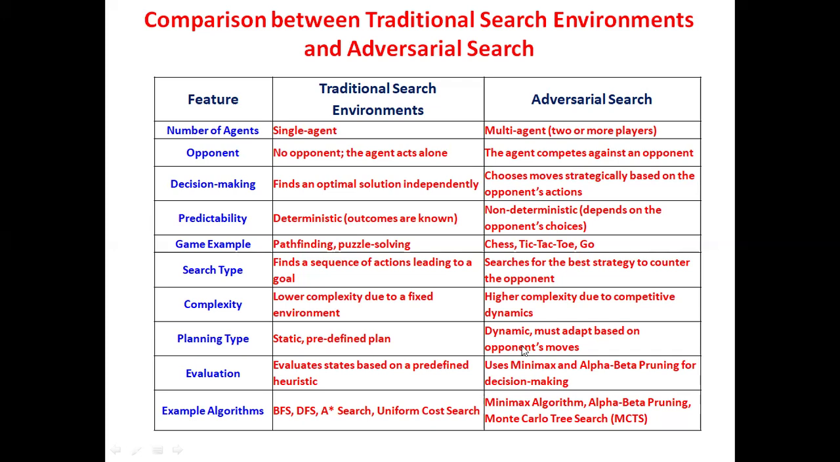So these are all the differences between traditional search environments and adversarial search: number of agents, opponents, decision making, predictability, game example, search type, complexity, planning type, evaluation, and the examples. The examples of traditional approaches are BFS, DFS, A star search, uniform cost search, etc. Here we are taking the examples minimax algorithm, alpha beta pruning, and Monte Carlo search. Hope everyone understood the concepts of adversarial search.